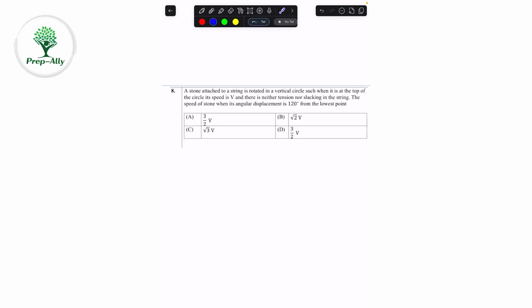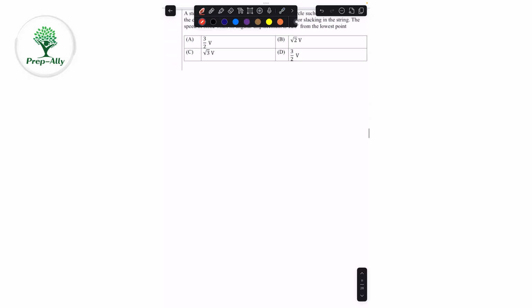We are doing 8th question of PAVE exam today. In this question, it is saying a stone attached to a string is rotated in a vertical circle such that when it is at the top of the circle, its speed is v, and there is neither tension nor slacking in the string. The speed of the stone when its angular displacement is 120 degree from the lowest point.